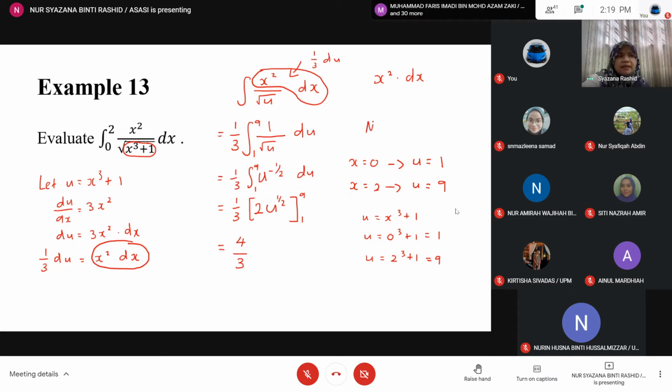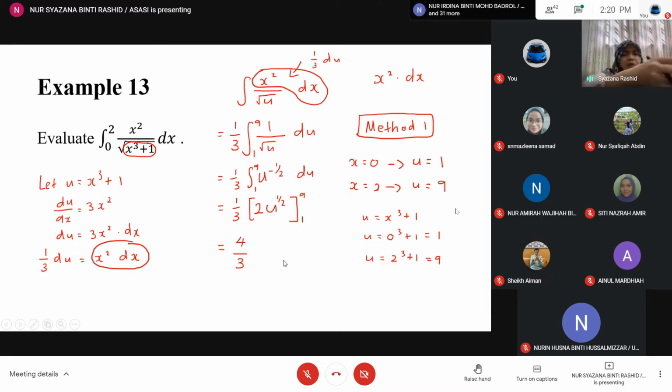Actually, I can call this method 1 for solving definite integral by substitution. But if you don't want to use this, we have an alternative. Okay, kita ada alternative. Not just this way to get this 4/3.